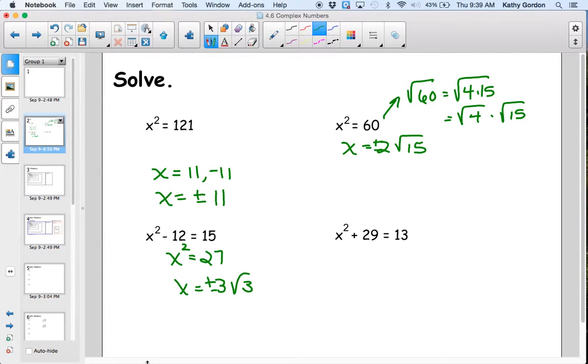Okay, what happens in our fourth one? Anna? I found no solution. Why? Because guys, if you move the 29 to the other side, it will be x squared equals negative 16, which is not possible for us.